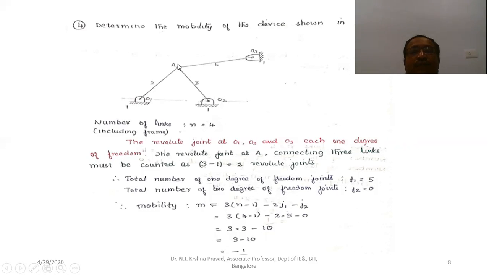Whereas at point A, 3 links are connected, so it should be counted as 2 revolute joints, that is 3 minus 1. Here also there are no 2 degree of freedom joints, so the J2 value is 0. Then after substituting these values in Grubler's mobility equation, the M value is minus 1. In the sense, it is a statically indeterminate structure.